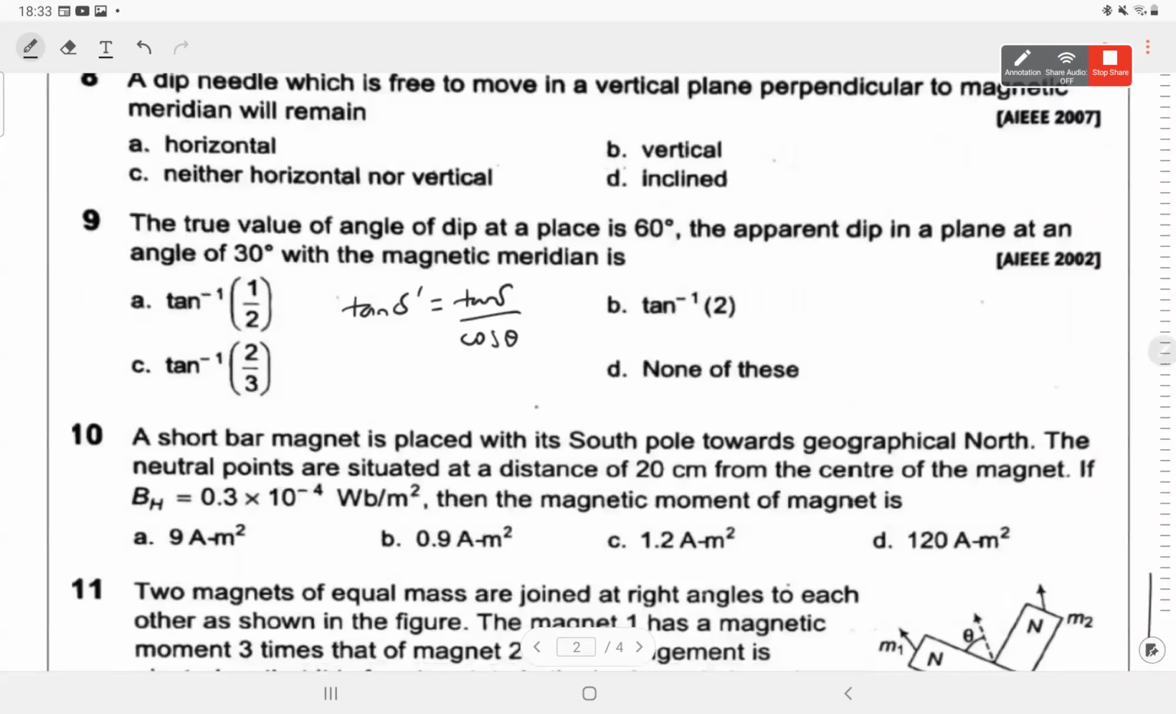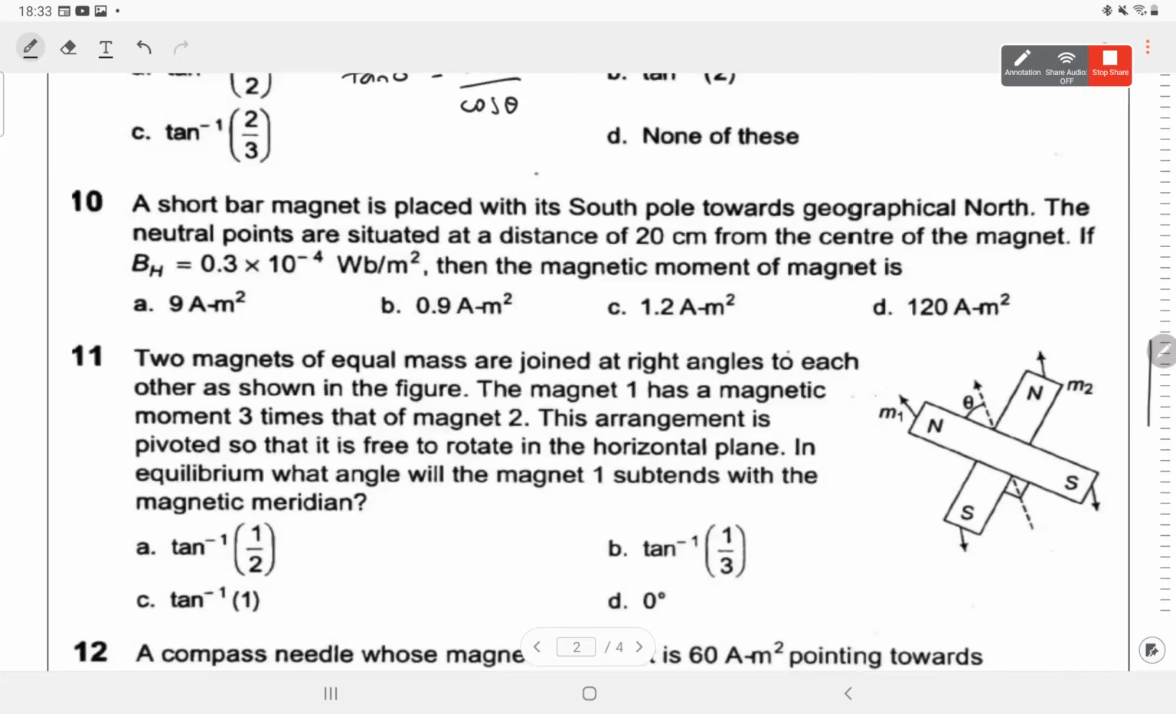Question number 10. Short bar magnet is placed with its south pole towards geographic north. The neutral points are at distance 20 centimeters from the center of the magnet. जब हम मैग्नेट का साउथ नॉर्थ की तरफ रखते हैं तो एक्सियल पोजीशन पे न्यूट्रल पॉइंट थे. न्यूट्रल पॉइंट is the position where Earth's magnetic field and the external magnet's magnetic field both cancel out each other. एक्सियल पोजीशन पे मैग्नेट के फील्ड जब अर्थ के मैग्नेटिक फील्ड के इक्वल और अपोजिट हो जाती है देन दे कैंसिल आउट, नेट फील्ड बिकम जीरो. दैट इज द कांसेप्ट ऑफ न्यूट्रल पॉइंट.